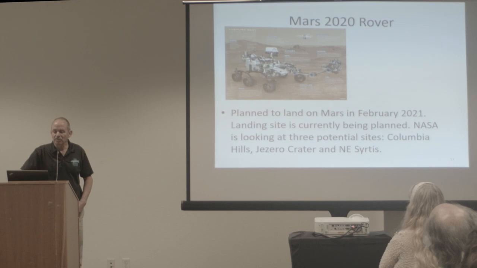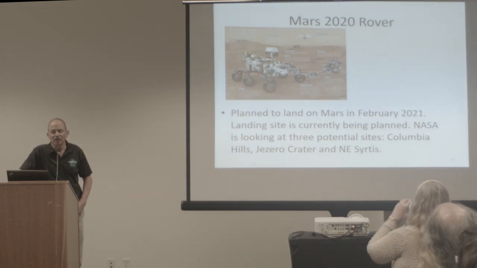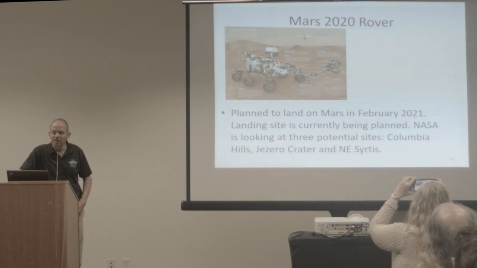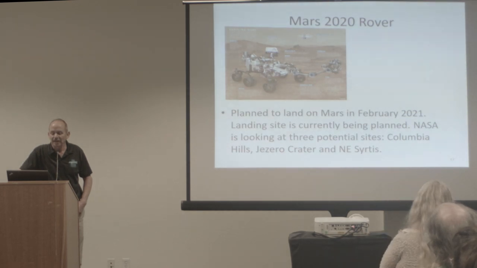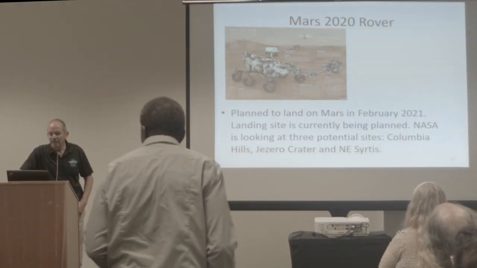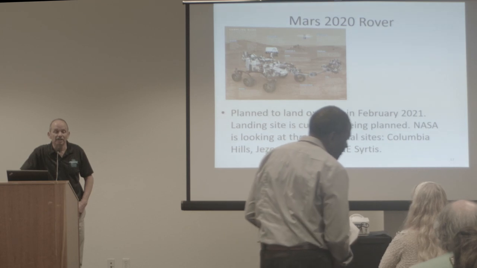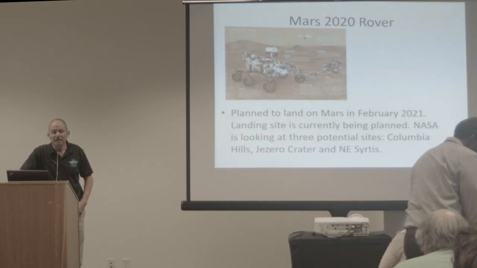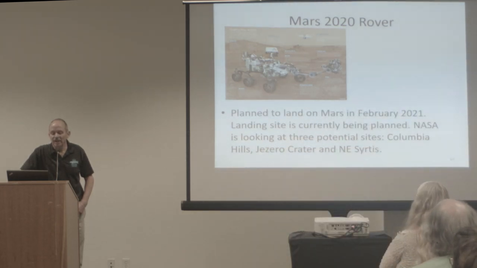Then the Mars 2020 rover is planned to land on Mars earlier than the ExoMars. That's planned to land in February of 2021. For the landing site, NASA is looking at three potential sites right now: Columbia Hills, Jezero Crater, and NE Syrtis.